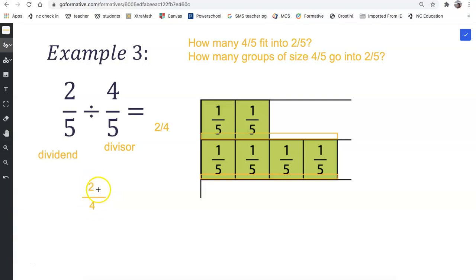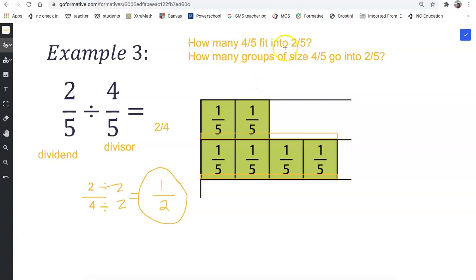What can 2 and 4 be divided by? Well, they are both even numbers, so they can both be divided by 2. So if I take 2 and divide it by 2, I get 1. And 4 divided by 2, I get 2. So the answer reduces to 1/2.